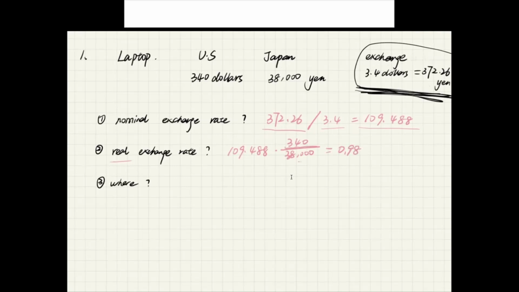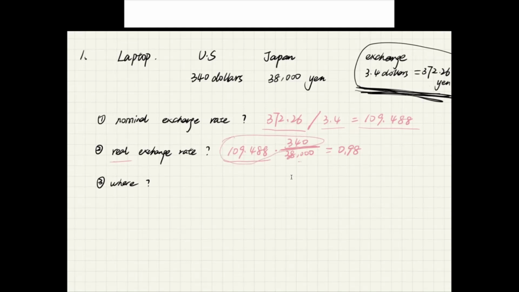And assume that there are no shipping expenses. So what should you buy? If you buy this laptop from Japan by using Japanese yen, you need to pay 38,000, right? But if you want to buy it from the US, you only need to use this value, and this value is less than 38,000, which means that, as you can see, the real exchange rate is less than 1.